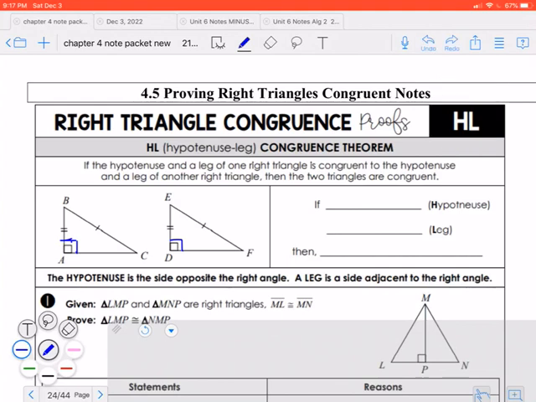So HL stands for hypotenuse leg. The theorem says if the hypotenuse and leg of one right triangle is congruent to the hypotenuse and leg of another right triangle, then the two triangles are congruent.